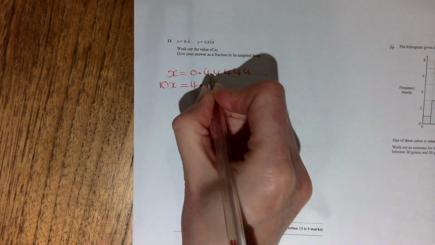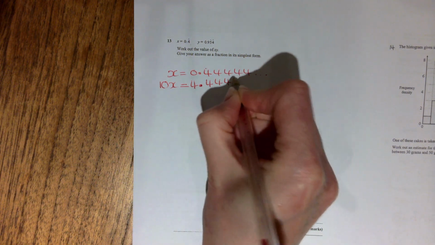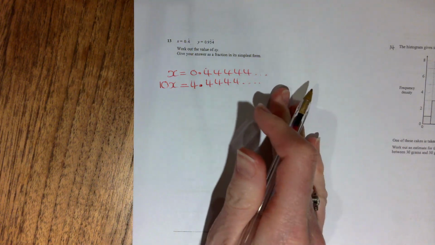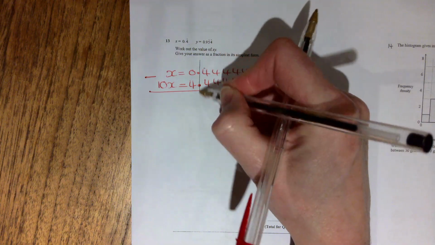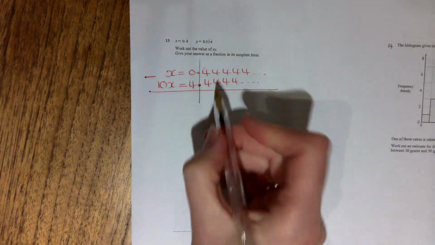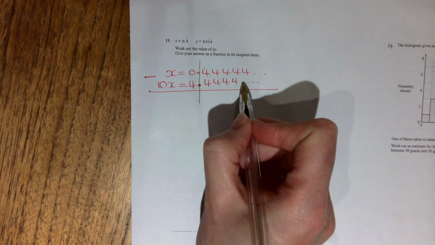So I'm going to times it by 10. So I've got 4.4444. So every number is just shifted across one place. I'm going to subtract, so I'm going to subtract upwards. And what I normally do is make a note to myself of where all of the numbers start to line up, so where they're going to eliminate each other, which is going to be there. So when I take away, all of those are going to disappear.